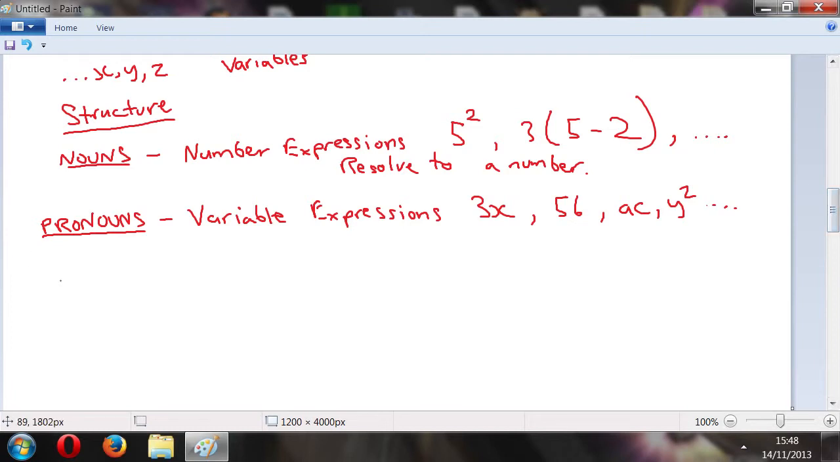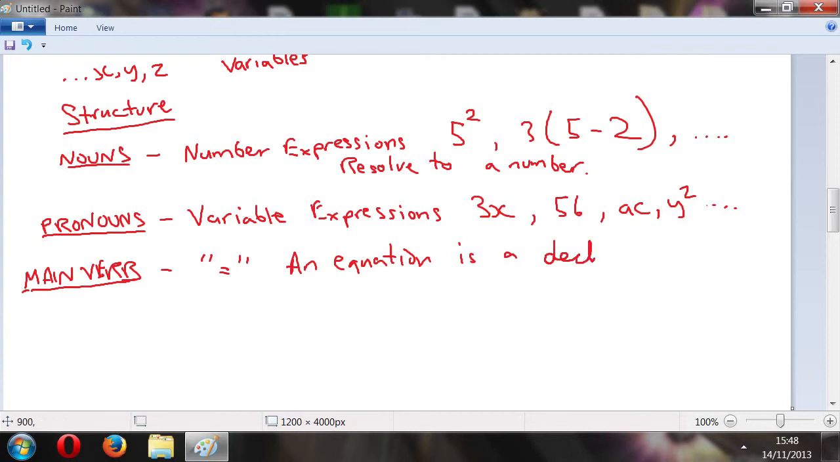So then we have the main verb. And this is what we go into with algebra and equations, which is obviously coming up. There's obviously the equal sign. So an equation is a declarative sentence in which the verb is equals. Okay.